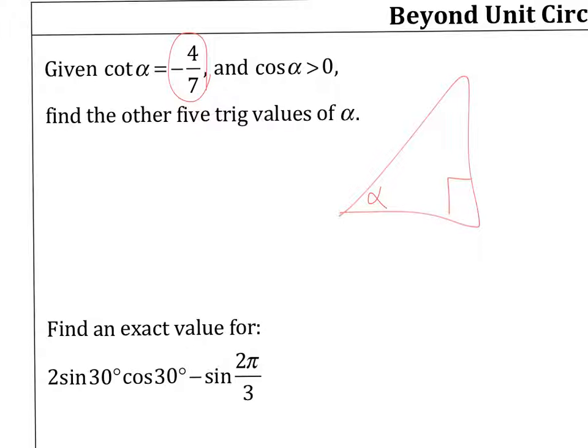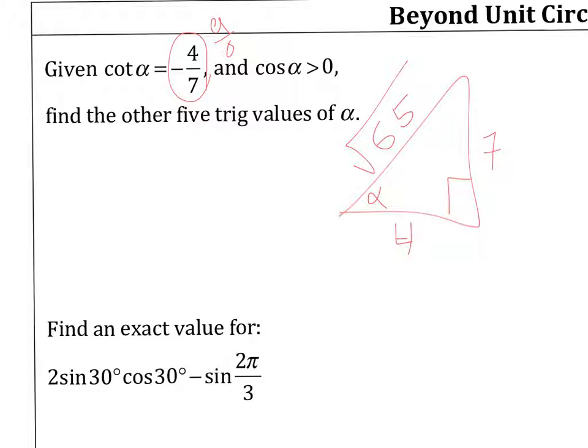Cotangent is going to be adjacent over opposite. So looking at 4 and then a 7. I'm going to Pythagorize to get the hypotenuse. So 4 squared, 16. 7 squared is going to be 49. So this is going to be the square root of 65. Not going to come out clean.